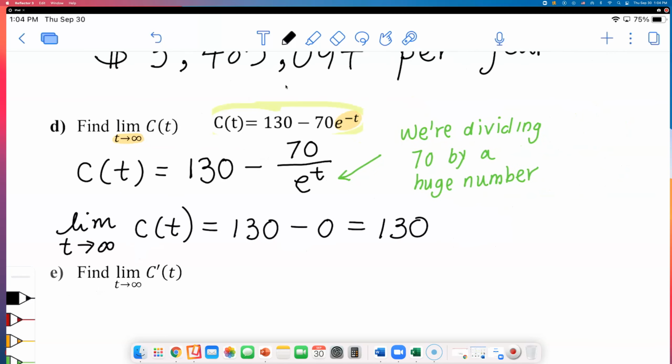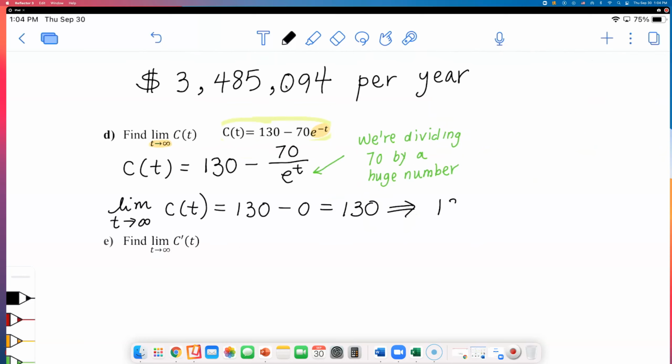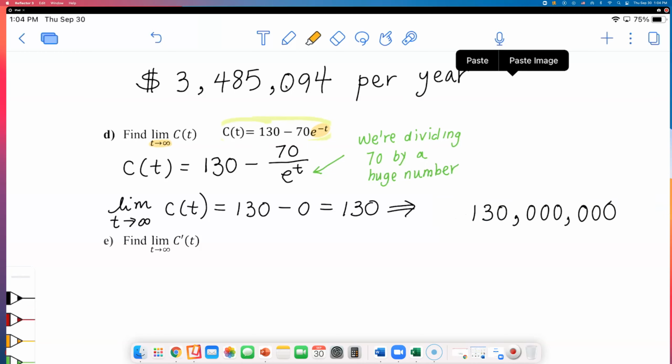So that is, using the unit in this problem, $130 million. So this company's cost will be $130 million, and it's not gonna get any more expensive, okay? Because that's infinity, okay? It's not gonna get any more expensive than $130 million. Okay, let's do the next one.